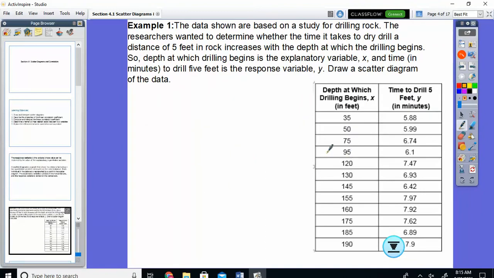We'll just jump right in with the first example. This data is from a study on drilling rock. The researchers want to determine whether the time it takes to dry drill a distance of 5 feet in rock increases with the depth at which the drilling begins. So if they start deeper, does it take longer to drill your 5 feet? Here our x is the depth at which we begin, and our y is the time it takes to drill. I want a scatter diagram, so we're going to do this on our calculator.